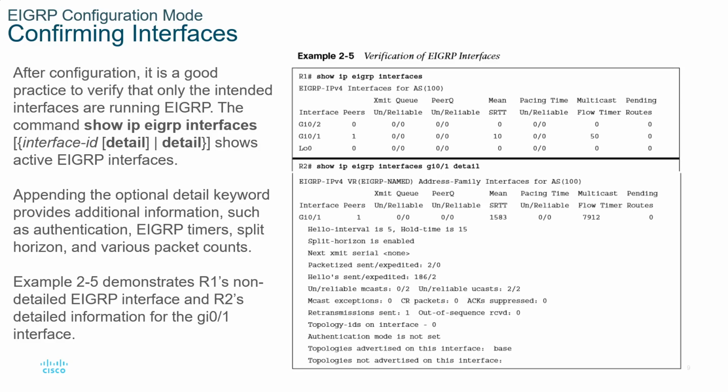Now for the show commands. So here we're using show IP EIGRP interface. Now this will give us a few bits and pieces of information. Basically, which interfaces are participating in our autonomous system.